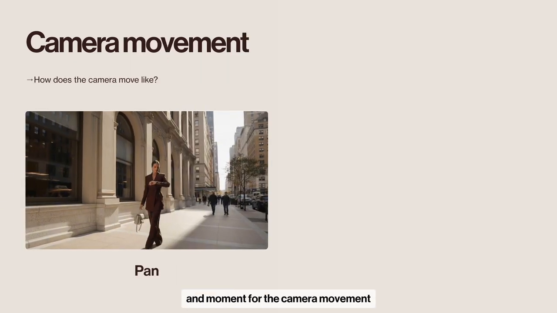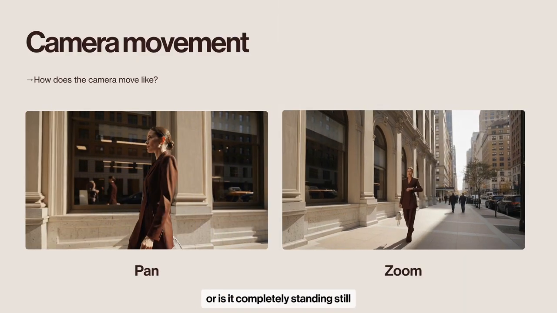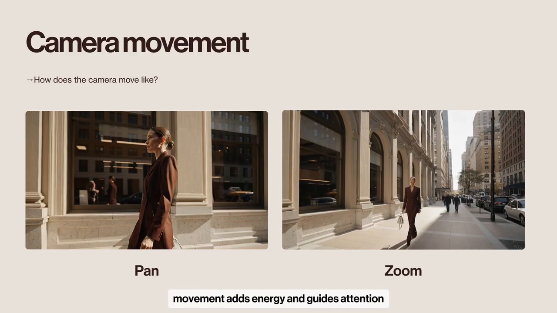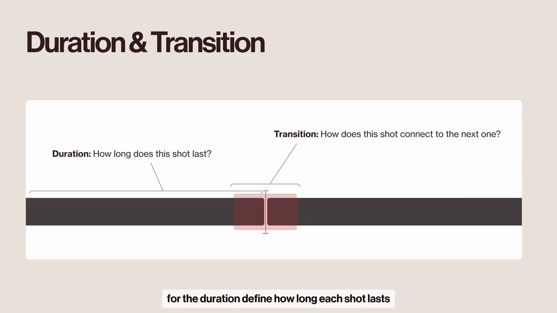For the camera movement, define how the camera behaves. Is it going to pan, zoom, or arc? Or is it completely standing still? Movement adds energy and guides attention, while stillness creates stability and allows the subject to command focus. For the duration, define how long each shot lasts. If it's an A-roll documentary shot, it's probably a longer scene than a B-roll insert shot showing part of the production process or material. Duration affects pacing and determines how much information each shot can communicate.